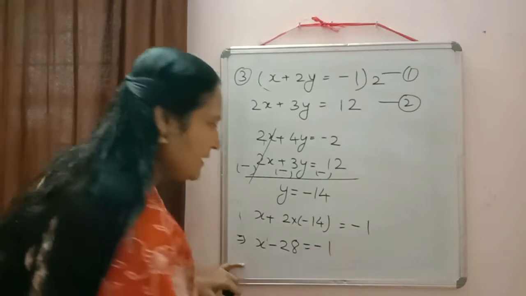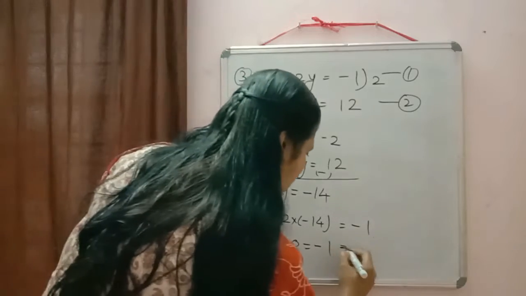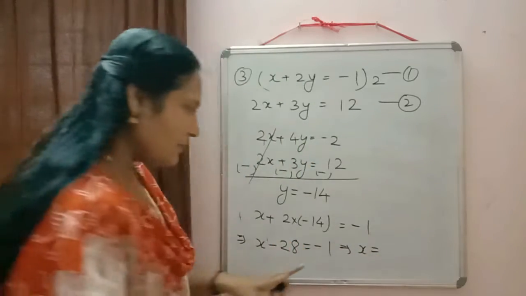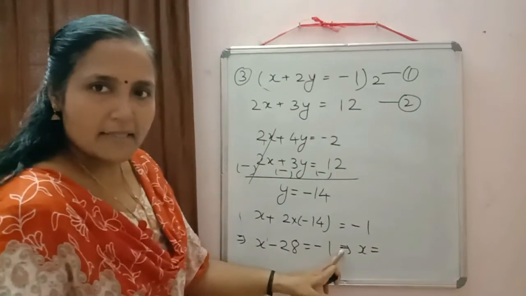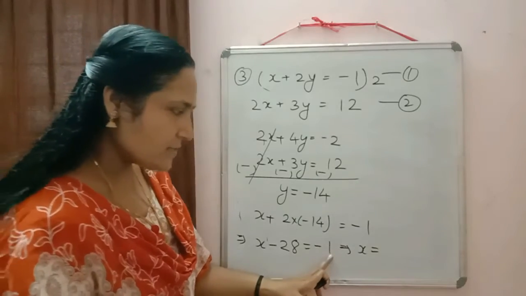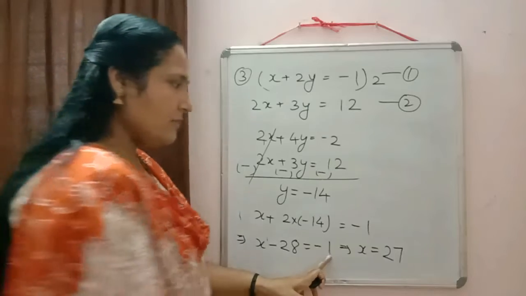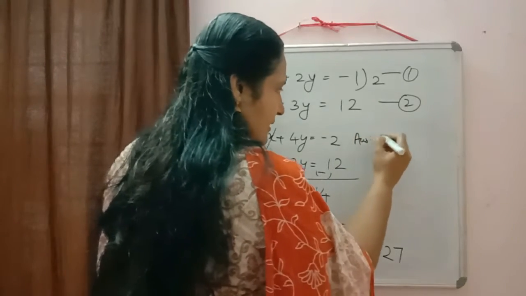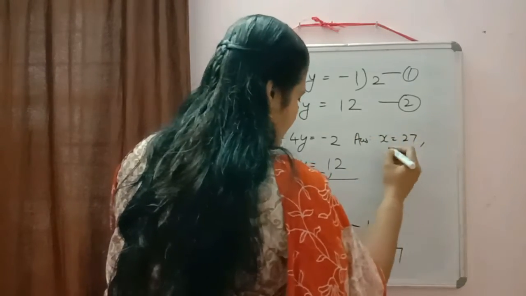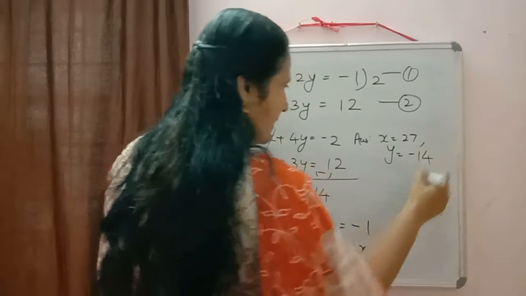So minus 28 is equal to minus 1, and then we will get x is equal to minus 1 plus 28. So minus 1 plus 28 will be equal to 27. So again we are getting the answer as x is equal to 27 and y is equal to minus 14.